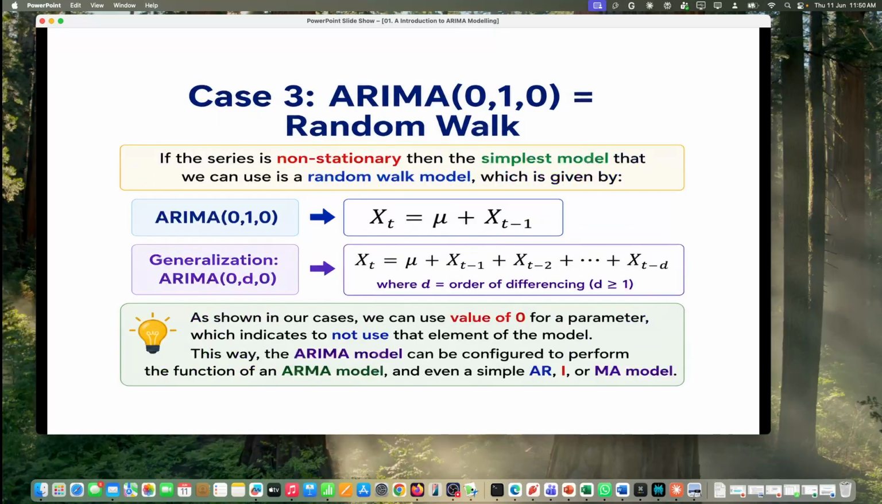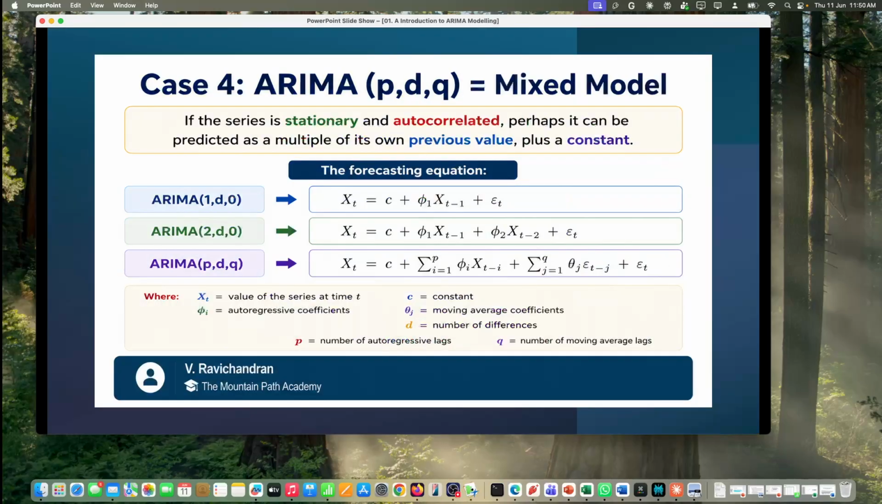Third one is we don't have an AR component, and we don't have an MA component, so we can call it a pure random walk model. That means the series is non-stationary. The simplest model we can see is a random model. That means there is a constant plus xt minus 1. That means today's value depends upon mu, a constant, plus the previous value. That's all. So it is a pure random model.